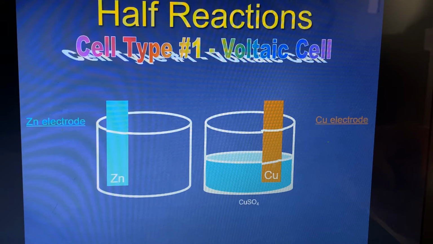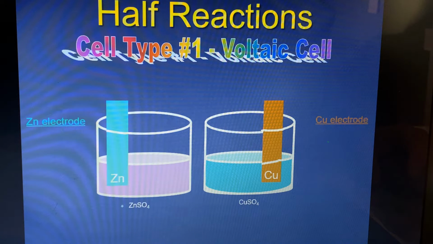In the copper electrode, you have to put a copper-containing solution. You don't have to, but for ease of following what's going on, we're going to call it a copper solution. It makes the ions a little bit easier to follow. So we have copper sulfate in here. It could be copper chloride, copper nitrate, anything that's not super reactive. Because we have copper sulfate over here, we're just going to use sulfate again, but because this electrode is zinc, we're going to use zinc sulfate.